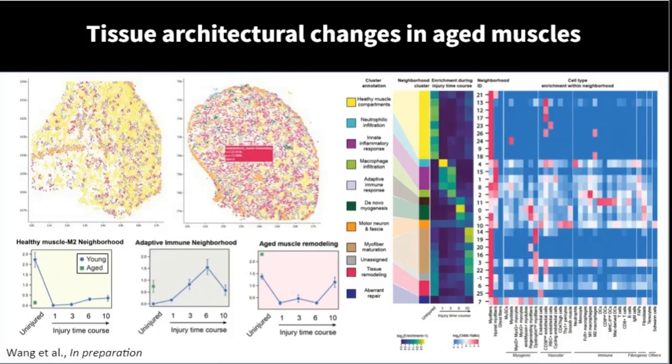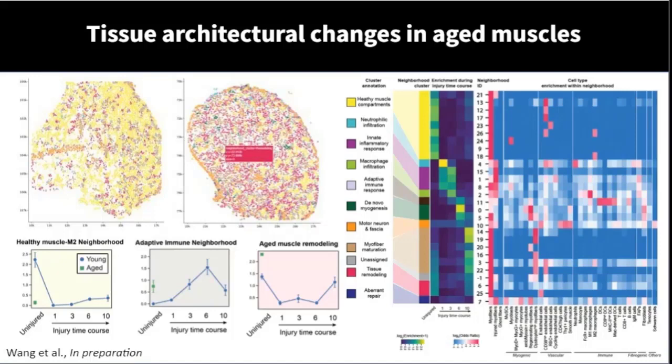And this is possibly due to an M2 to M1 polarization of the macrophage population in the muscle as well. We see more of the adaptive immune response neighborhood, which normally only comes up very late in regeneration, and aged muscles have a significantly greater abundance of this neighborhood.